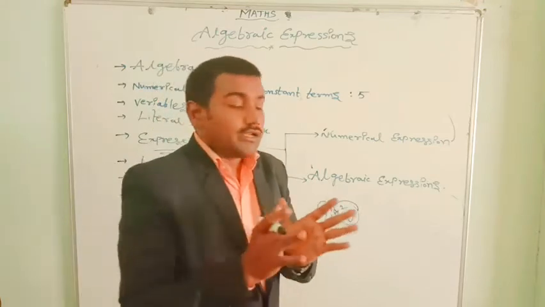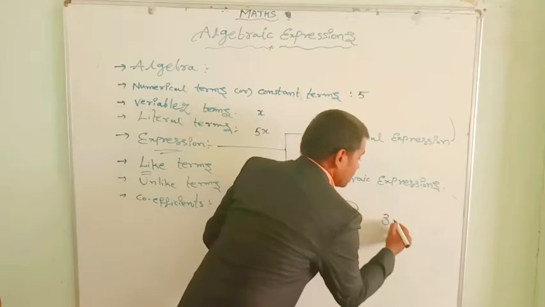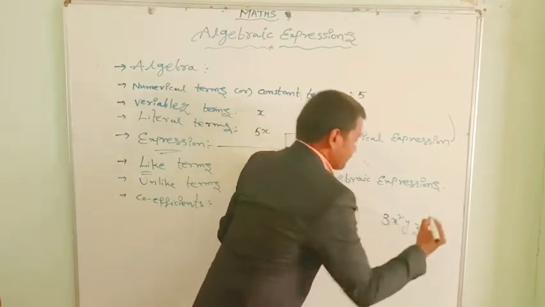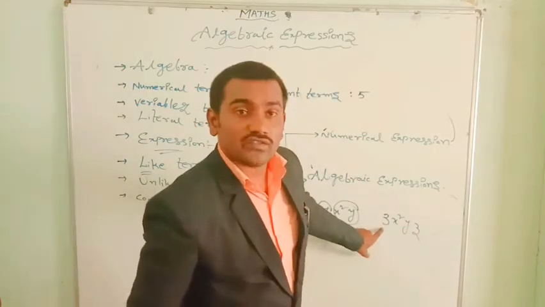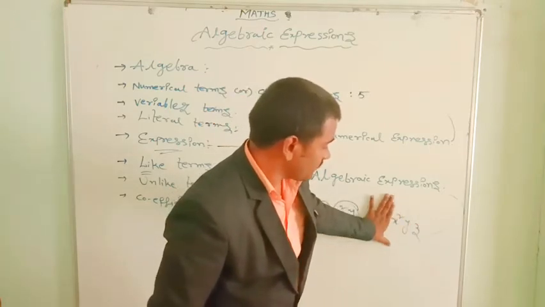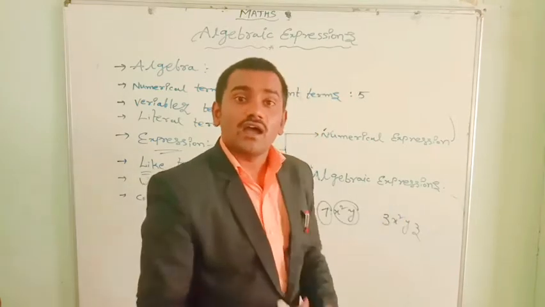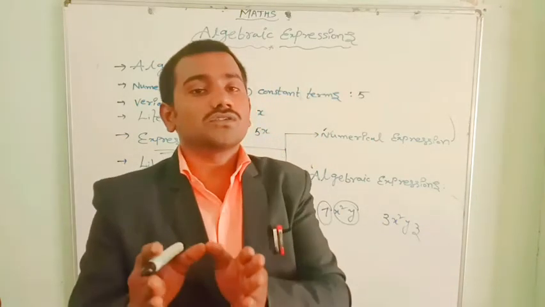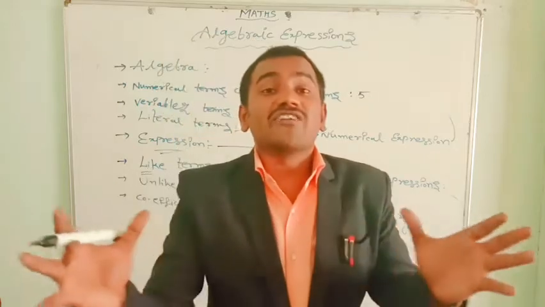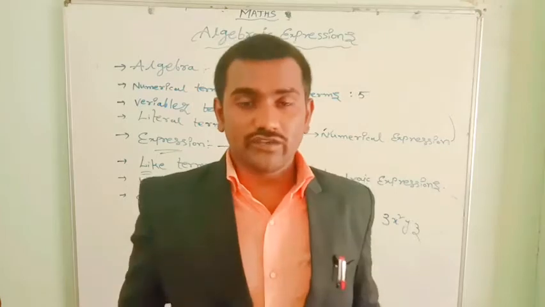Coefficients: if there is one term like 3x square yz, what is the coefficient of x square yz? 3. What is the coefficient of x square? 3yz is the coefficient of x square. That's it. The multiplying terms of the given term are known as coefficients.